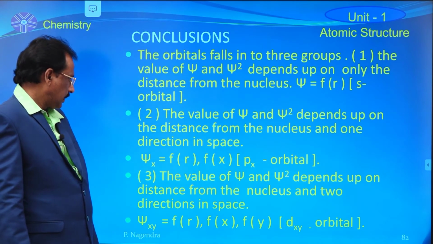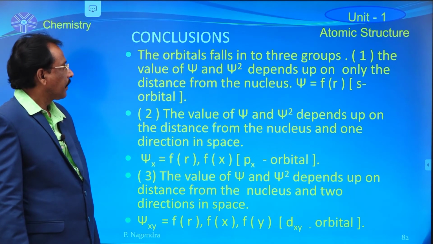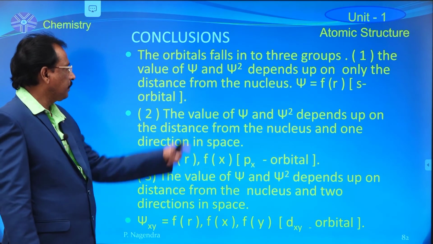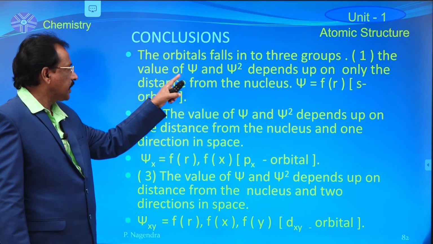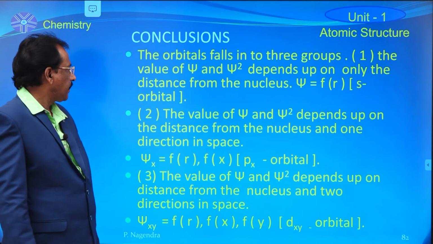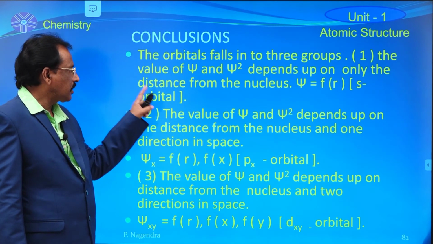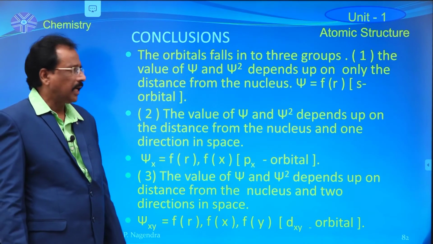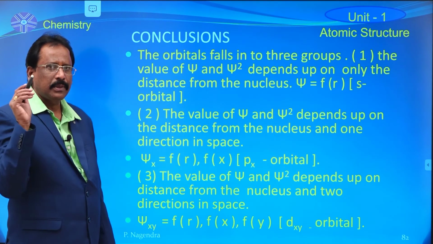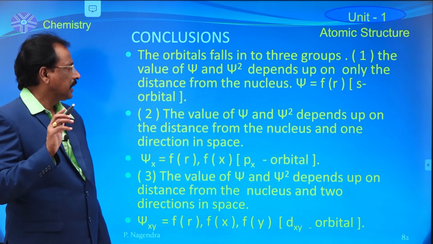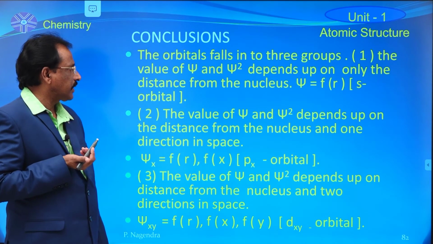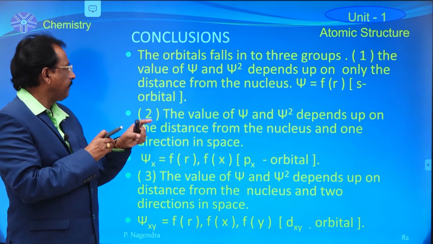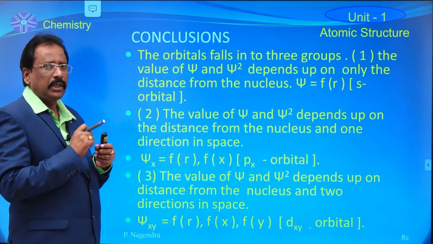Final conclusion from the shapes of the orbitals is that mainly the orbitals fall into 3 groups. First group: the value of psi and psi square depends upon only the distance from the nucleus in the case of s orbital, because the shape of s orbital is spherically symmetrical. That is why in Schrödinger's wave equation, the value of psi and psi square depends upon the distance from the nucleus.